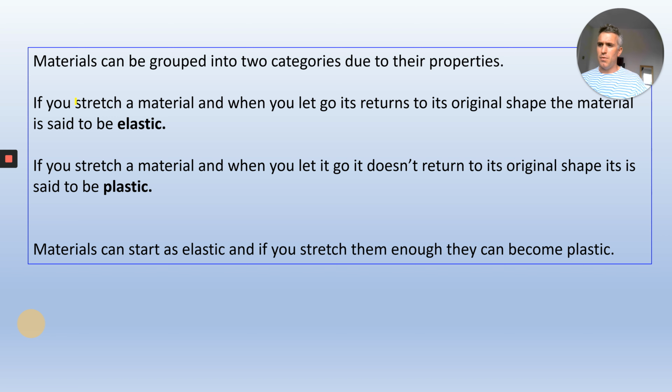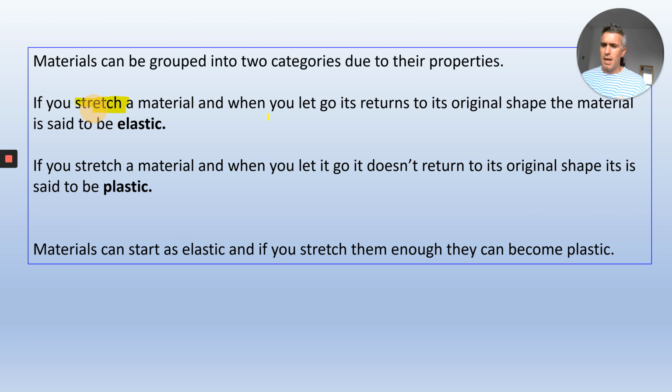If you stretch a material, and then when you stop stretching, when you let go, it goes back to its original shape. That material is said to be elastic. Oh, that wasn't supposed to happen. Stretch, let go. It goes back to its original shape. That's elastic. I just broke that.